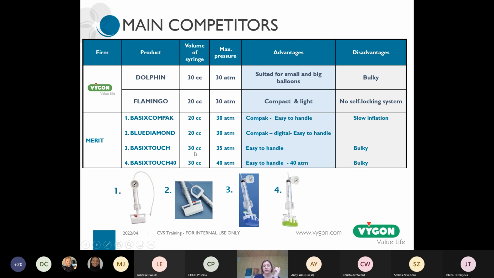You have, for example, the Basic Touch. Sorry, it is a competitor for Dolphin. The volume of the syringe is 30. The maximum pressure is 35. And the advantage is that it is easy to handle, but it is bulky. And they have a 40 atm device. This is the Basic Touch 40. So the advantage is that it is a 40 atm. It is used mainly for fistula or for high pressure balloon.